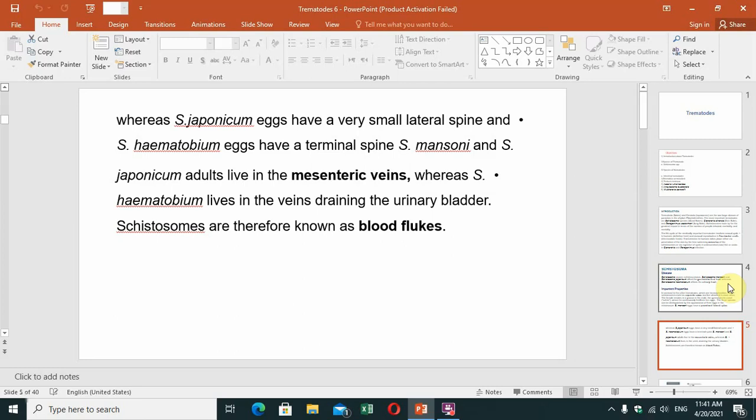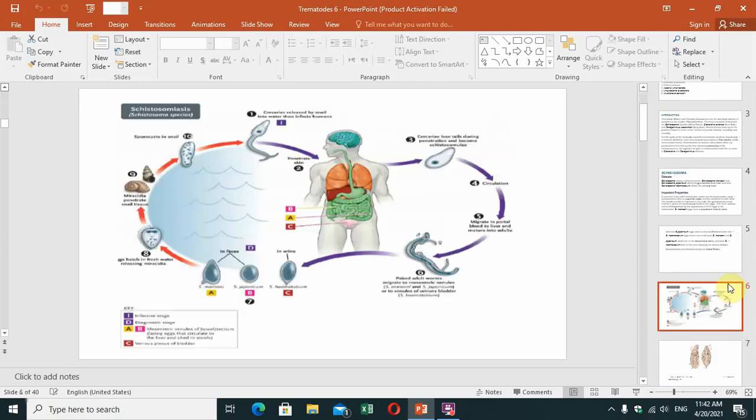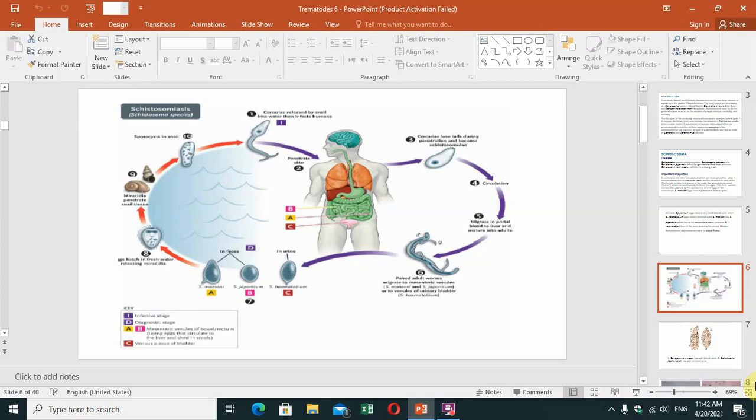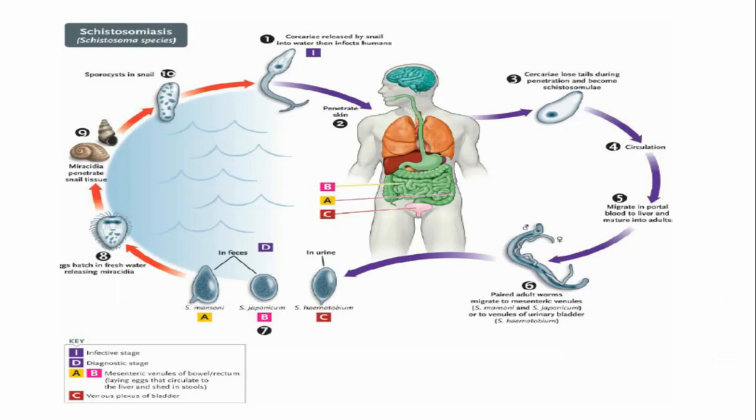أيضا اختلاف آخر بالنسبة إلى Schistosoma japonicum adults live in the mesenteric veins، بينما Schistosoma haematobium usually live in the veins draining the urinary bladder. Schistosomes are therefore known as the blood flukes. This is the life cycle of the Schistosoma haematobium.